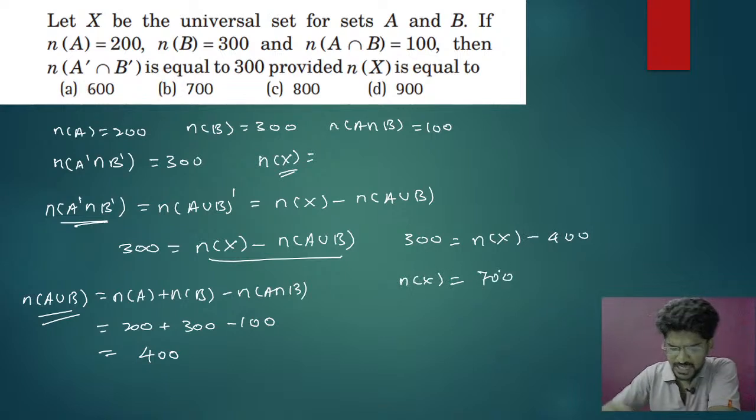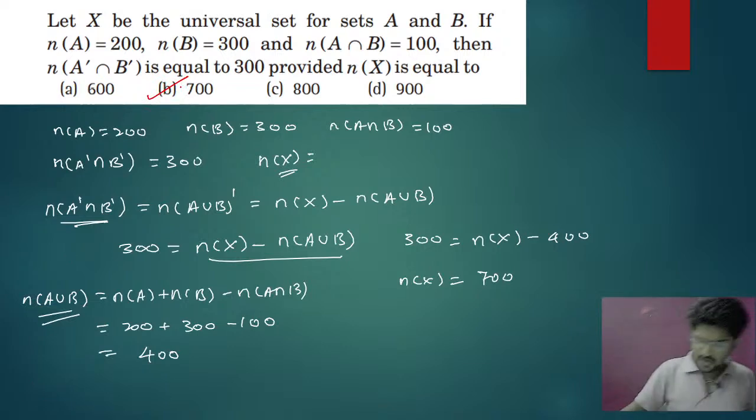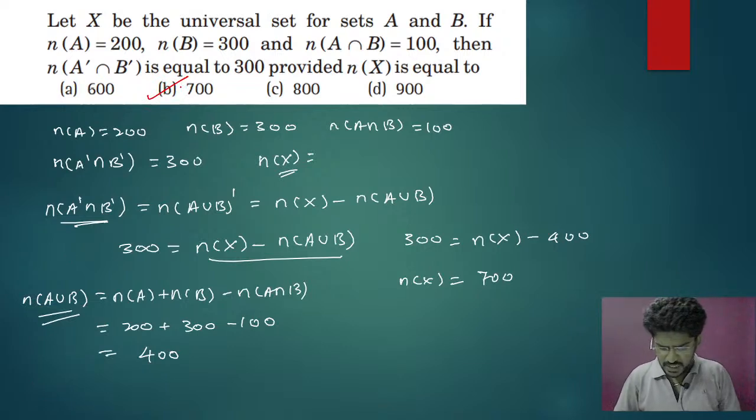How many of you got the right answer? Not 400, it is 700. Some of you got 600. Sorry, very sad. The answer is 700. Devama got B, very good. Basama also got it. Asha also got B. So the answer is B, that is 700.